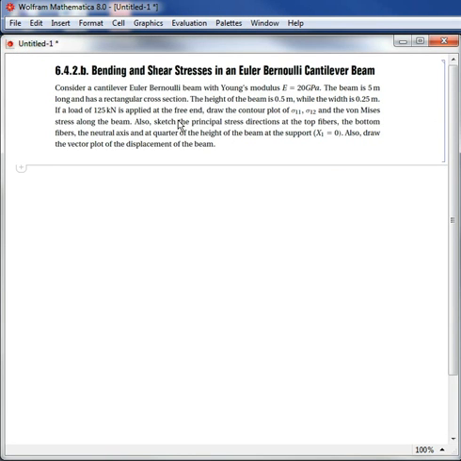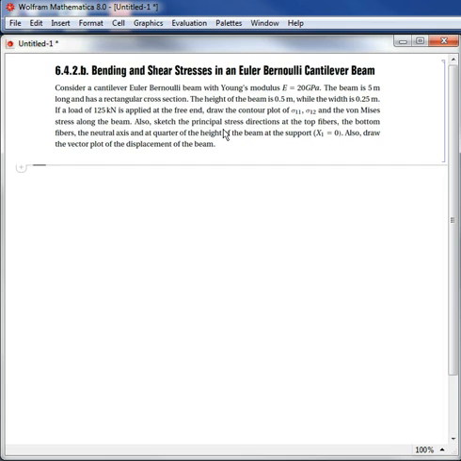We have a cantilever beam given Young's modulus, and the beam is 5 meter. The height of the beam is 0.5 meter and the width is 0.25 meters. We have a load of 125 kilonewton applied at the free end. We want to draw the contour plot of the stresses along the beam.